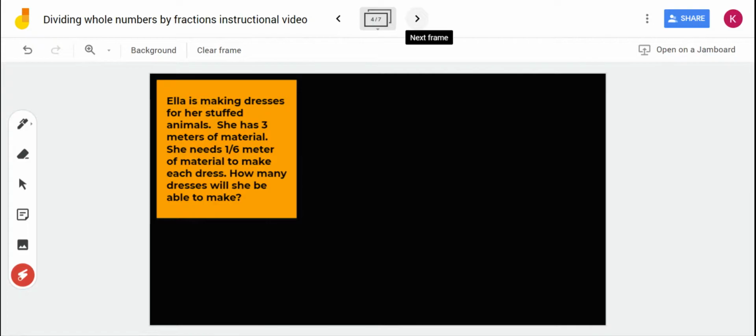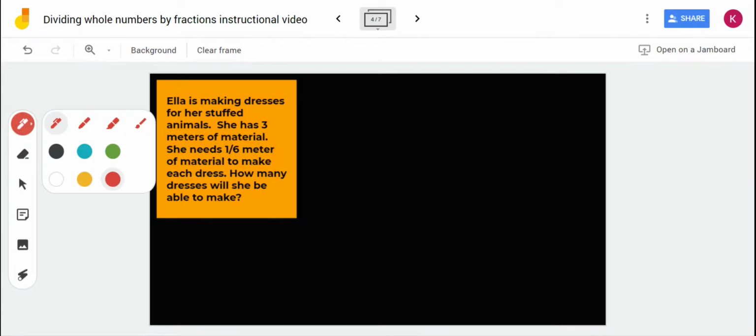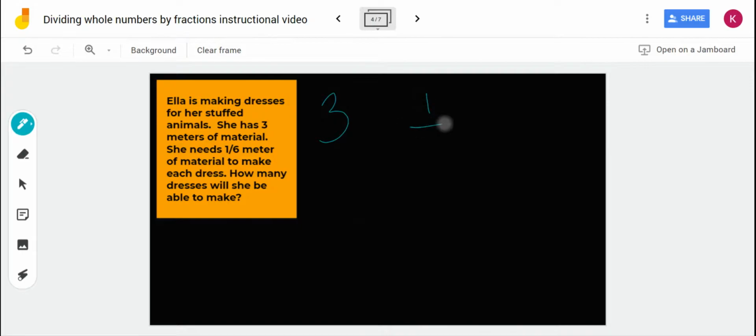So let's pull out the information we know. We know she's got 3 meters, and we know that each dress needs 1/6 of a meter. So here, we're going to pull out our 3, and we're going to pull out our 1/6. And if you think about this, is she going to cut the 1/6 material, or is she going to cut up the 3 meters of material?